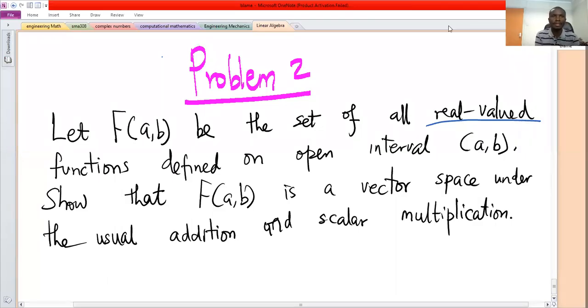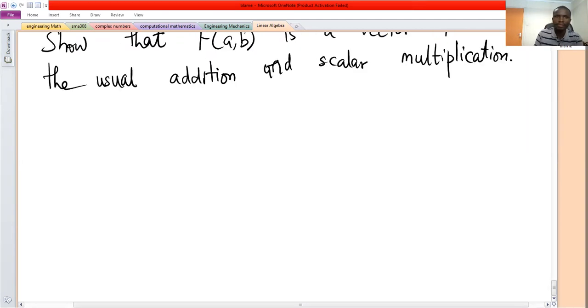Welcome to this session. In this session, we are going to prove that if we have a set of real valued functions defined on an open interval AB, then this set of functions forms a vector space under the usual addition and scalar multiplication. So here is the proof.